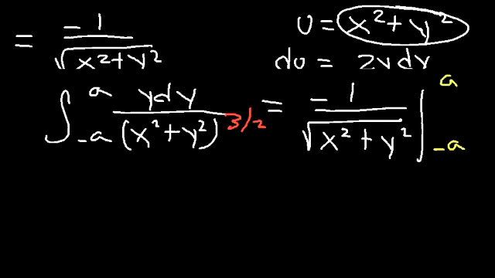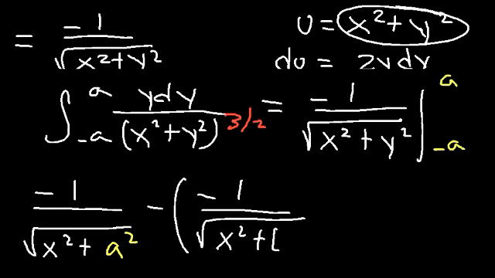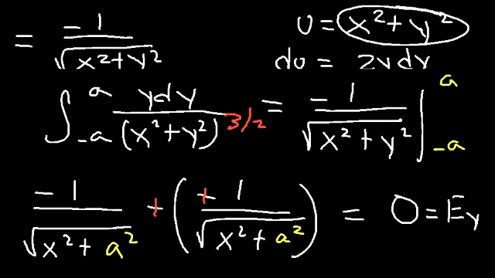We're going to replace y with a. So it's going to be negative 1 over the square root of x squared plus a squared, and then minus negative 1 over the square root of x squared plus negative a squared, which is just a squared. The negative will disappear. So these two signs will turn into a positive sign. And so we have negative 1 plus 1, which adds up to 0. So the electric field in the y direction, as you can see, is equal to 0. That's how you can prove it. And therefore, the electric field in the z direction is also equal to 0.